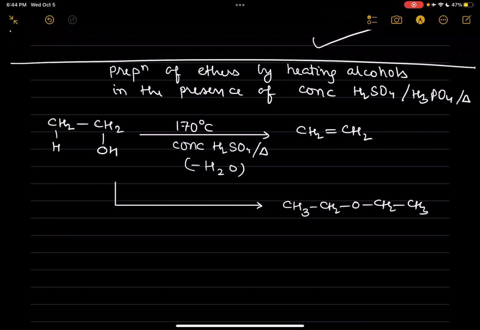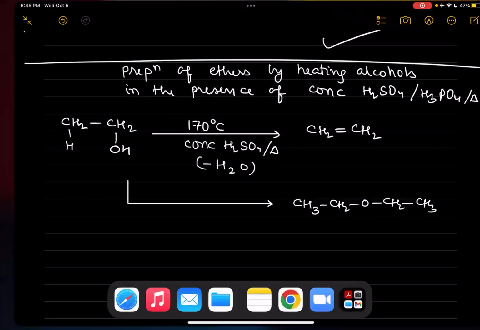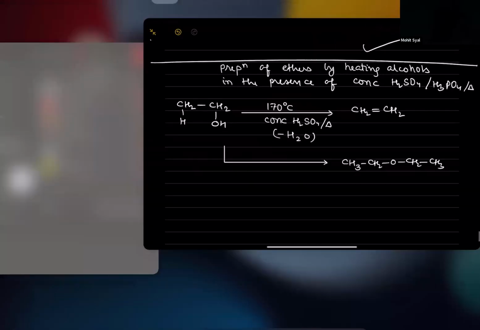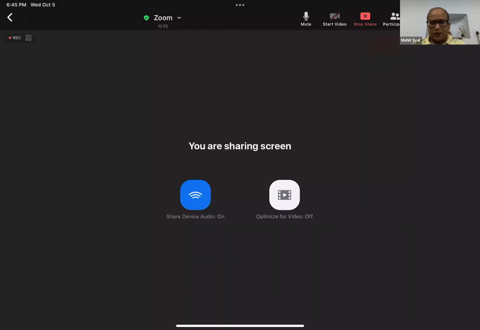Yeah, to get the ether. Any idea? Remember acid catalyzed dehydration of alcohols? We discussed it while doing the reactions.